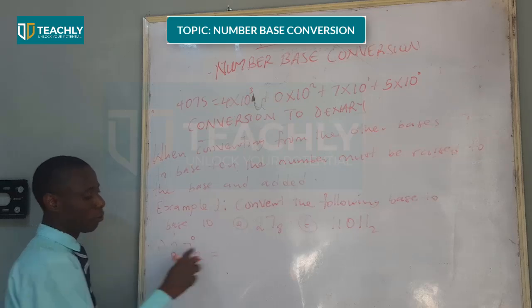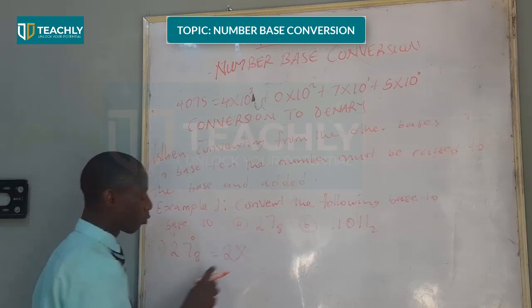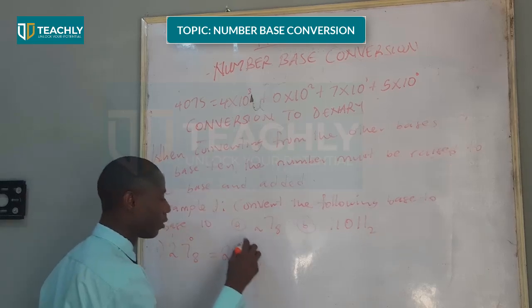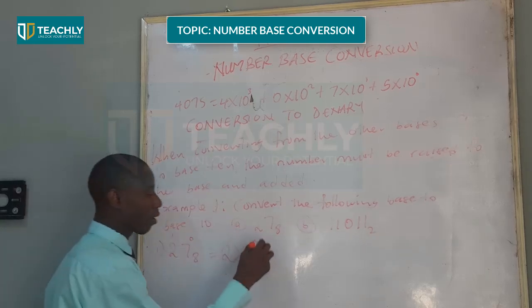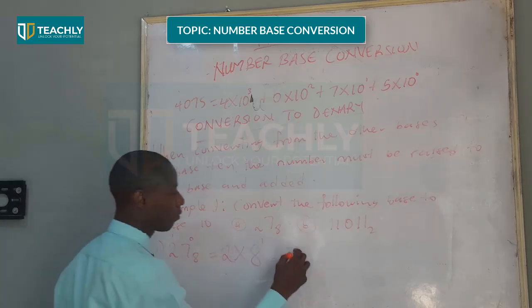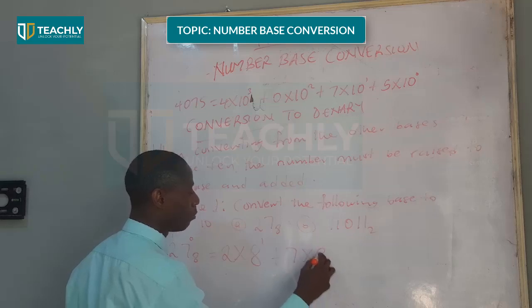The 4 digit here will be what? 2. Multiply the number by the base and raise it to power. What is the base? Base 8, into power 1. And the next digit is 7. That is 7 multiplied by 8, the base.